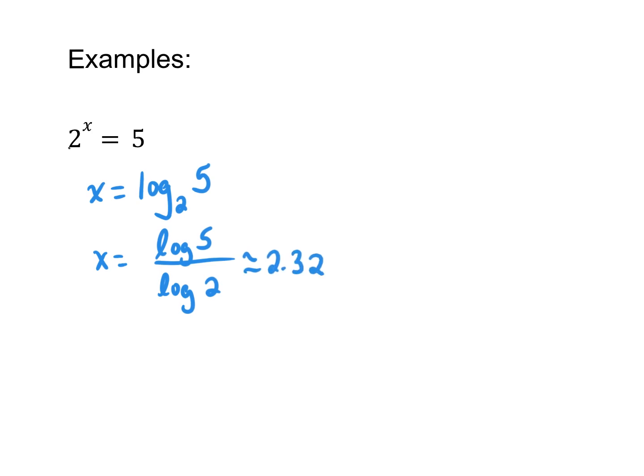What that value means is if I take 2 to the 2.32, it will give me approximately 5. Remember, we are rounding these things, so we're going to have a little bit of error. But if you put 2 to the 2.32 in your calculator, you'll get something super close to 5, a little under 5, but really close.